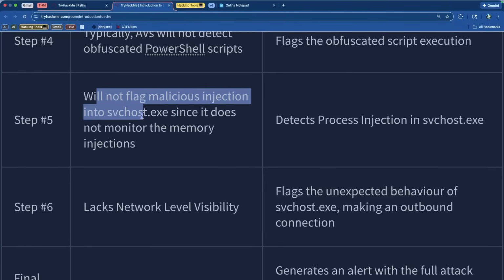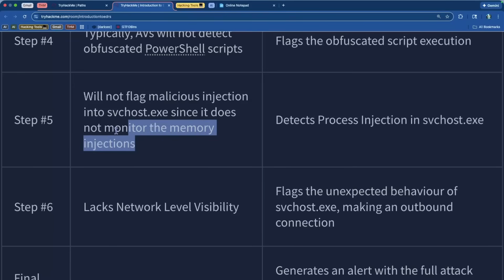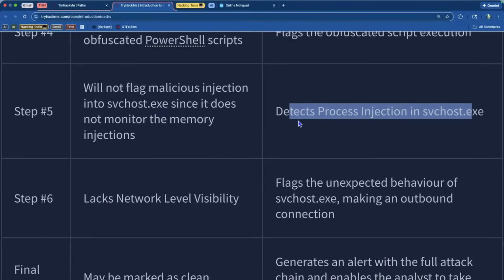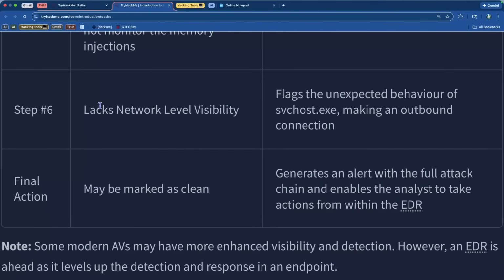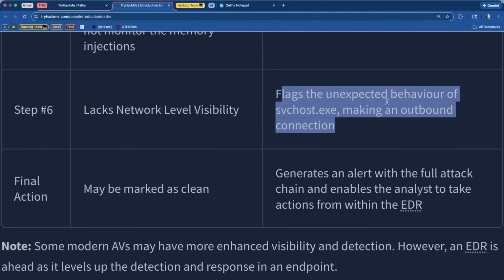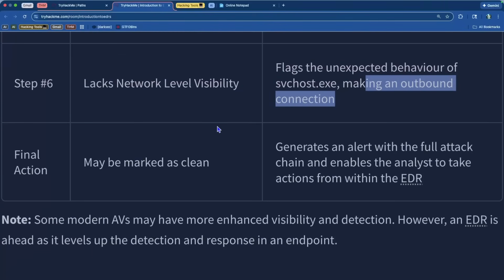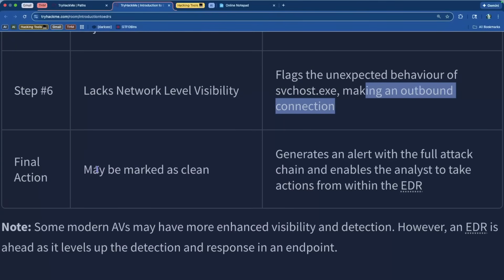AV will not flag malicious injection into SVC host since it does not monitor the memory injections. It's not even a part of its capability. But EDR detects process injection as an SVC host. AV lacks network level visibility. EDR flags the unexpected behavior of SVC host, making an outbound connection because it's noticing what's happening on the network level. And finally, on the antivirus, all of that could be marked as clean.